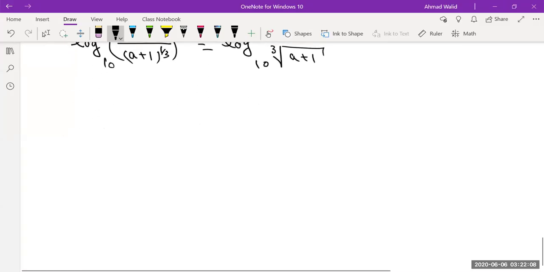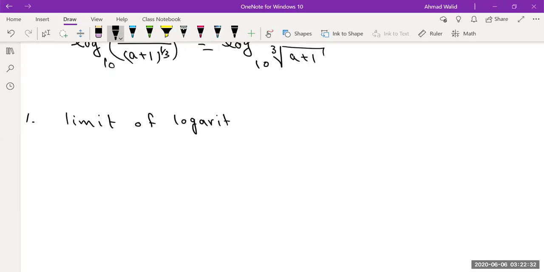Up to here, it was all review of the logarithm properties or rules, correct? Now let's start slowly the calculus of logarithmic functions. First, limit of logarithmic functions.